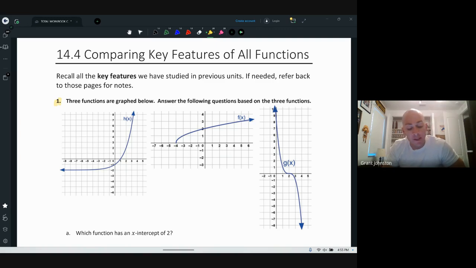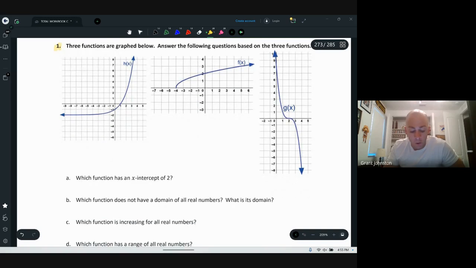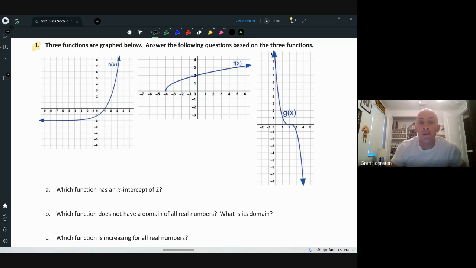But here we go. Number 1 says 3 functions are graphed below. Answer the following questions based on the 3 functions. Okay, so it says, which function has an x-intercept of 2? Remember, x-intercept is where it crosses the x-axis. H of x has an x-intercept at 1. F of x has an x-intercept at -4. G of x is the one that has it at 2. G of x has the x-intercept at 2.